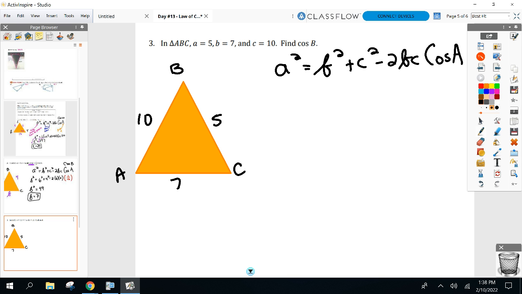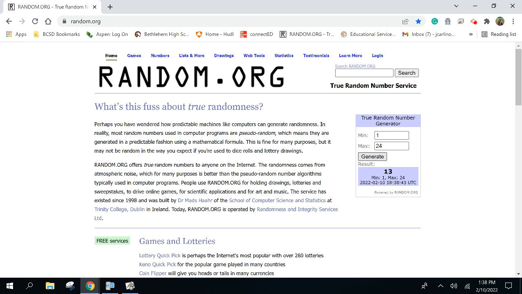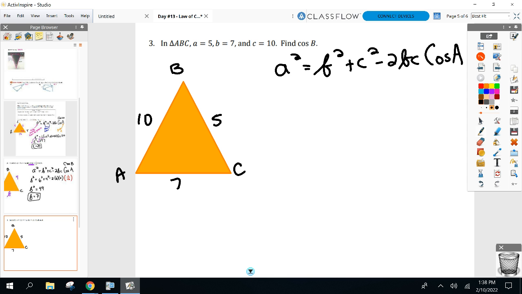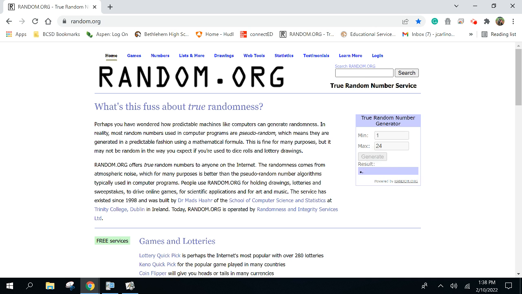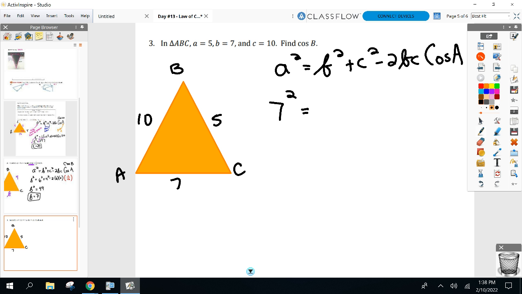Now watch, we're actually going to put a number in here on the left side. Which one, 10, 5, or 7? Figure out what angle we're working with and then go opposite. 7, good, because it's across from B. 7 squared, everyone. That's how we're going to start it off. Equals. Other two sides, what are we going to plug in here? 10 and 5. Minus 2 times 10 times 5.